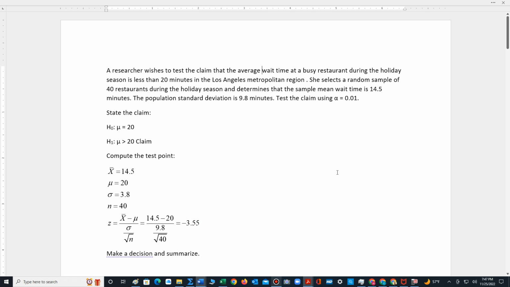Hi, in this video I am going to review an example of the z-test for the mean. We have an example and the example states the following.